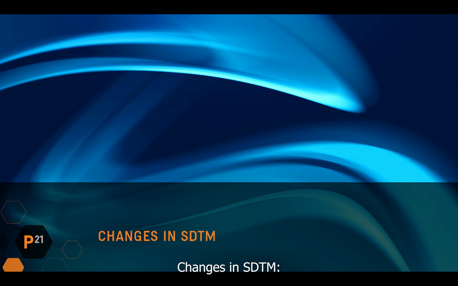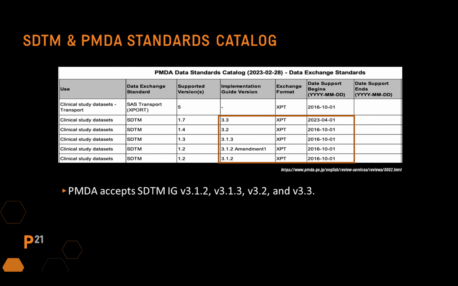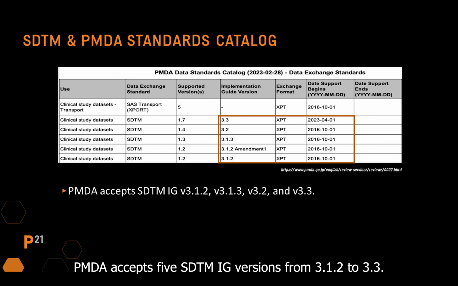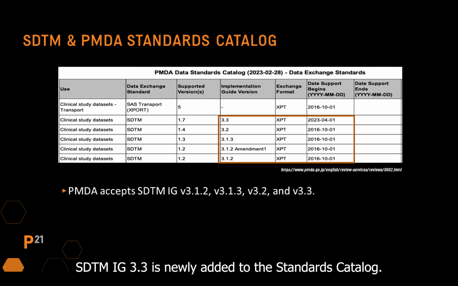Changes in SDTM. Let's look at the changes in SDTM. SDTM and PMDA standard catalog. This screenshot is from PMDA's data standard catalog. PMDA accepts 5 SDTM-IG versions from 3.1.2 to 3.3. 3.3 is newly added to the standard catalog.